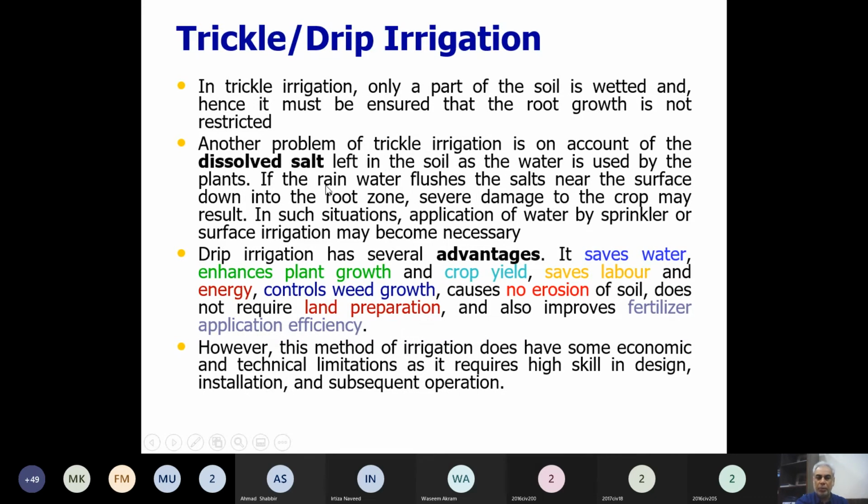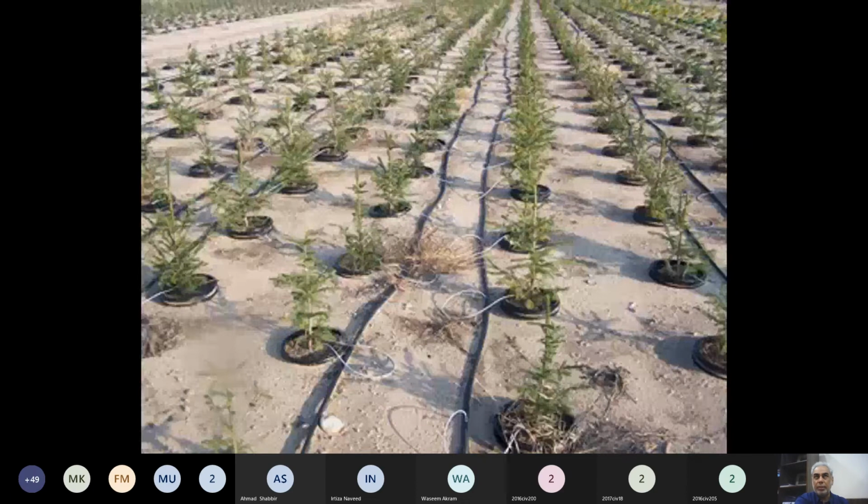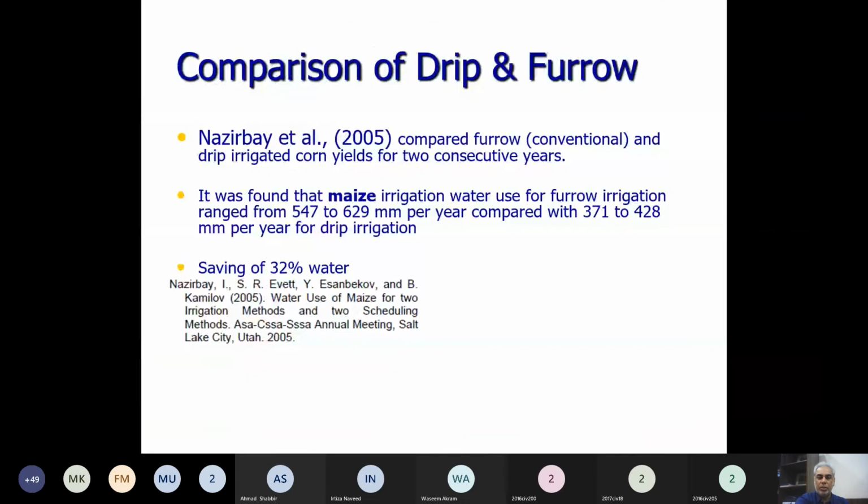So dissolved salts are the main problem which can cause choking, that need to be avoided, so better quality water is required. So at this I stop the lecture. If you have any questions, we can compare the efficiency of this drip irrigation with the furrow using this research by Nazir Bey and Awat done in 2005. They say that for the maize crops, they have seen that if they apply water through furrow and they apply the water through drip irrigation system, they save about 32% of the water.